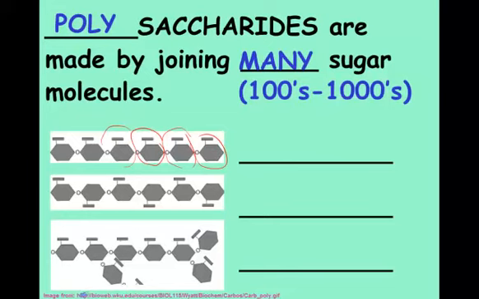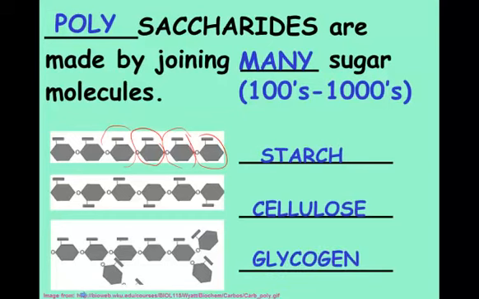We're going to learn 3 important polysaccharides. And we're going to make a little list here. One of them is starch, found in plants. The other one is called cellulose, also found in plants. And the third one is important for animal cells, and it's called glycogen. And you store glycogen in your liver, in your muscle cells. It's a molecule for storing energy for later.